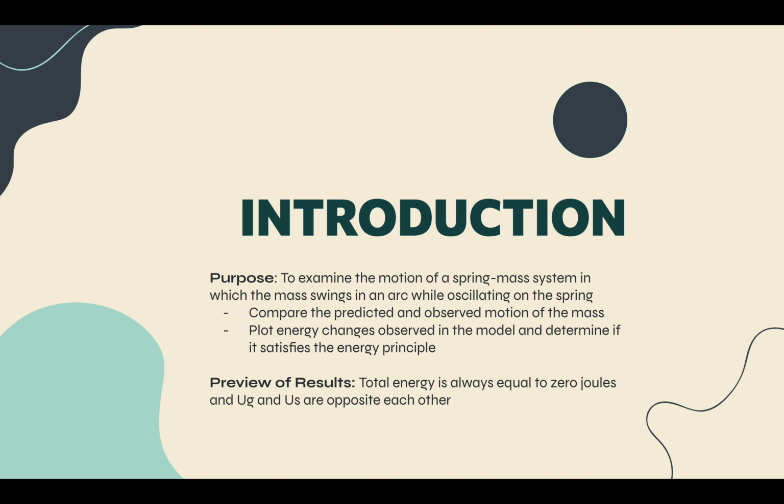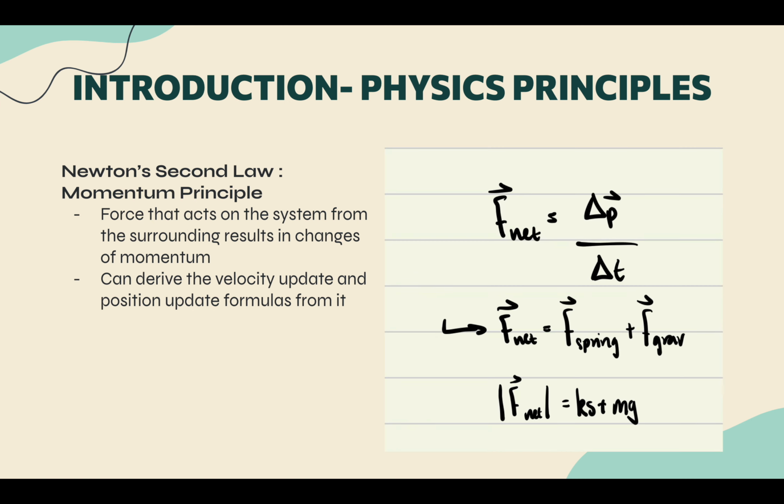For a preview of the results, we'll find that the total energy is always equal to 0 joules, and that the gravitational potential energy and spring potential energy are opposite of one another.